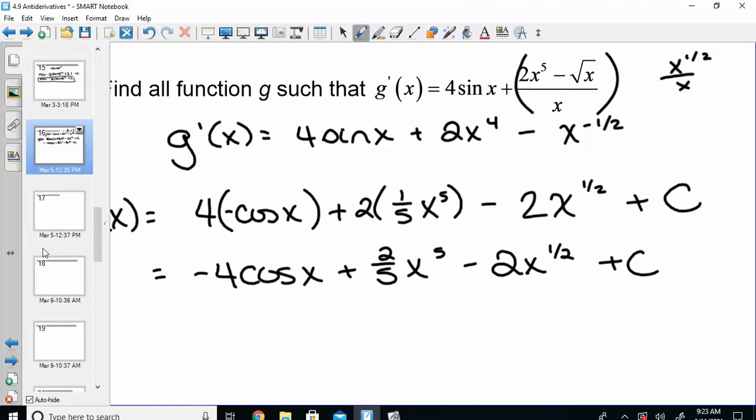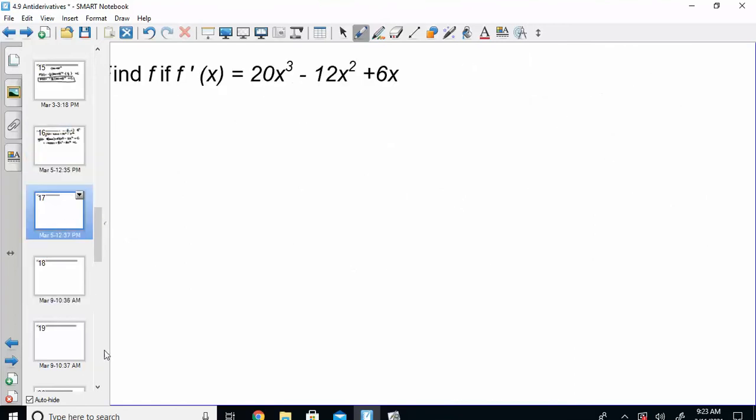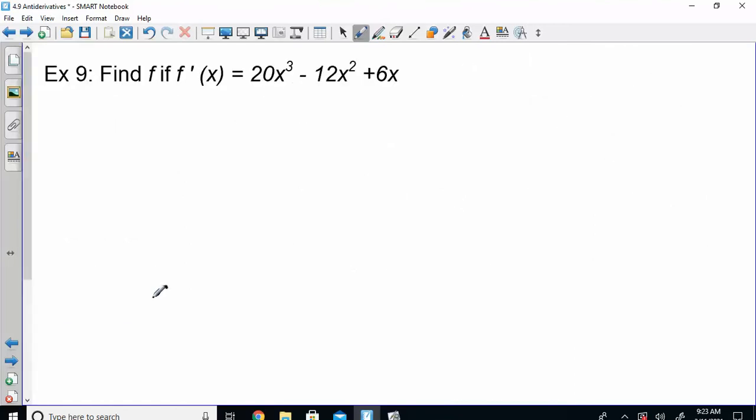Couple more examples, and then I'm probably going to stop for today. Why don't you guys do this one?